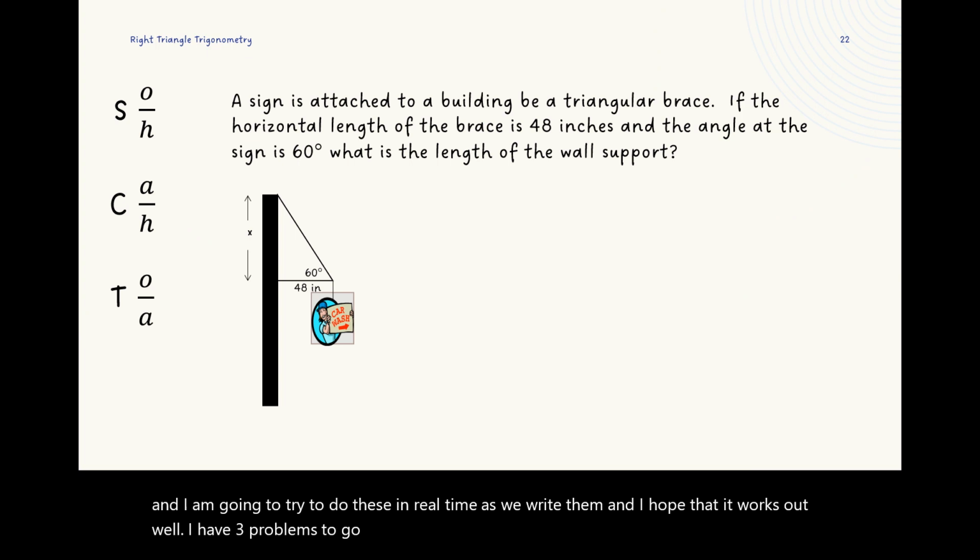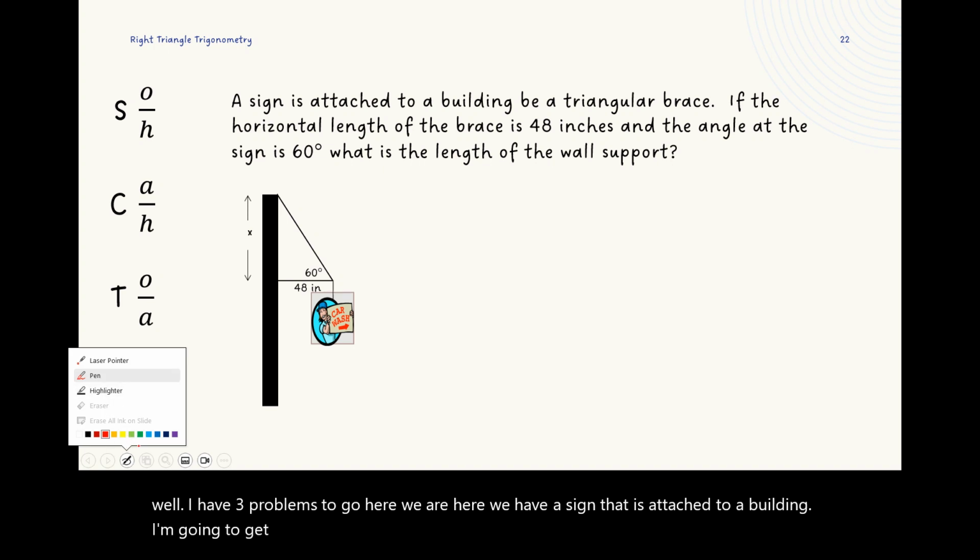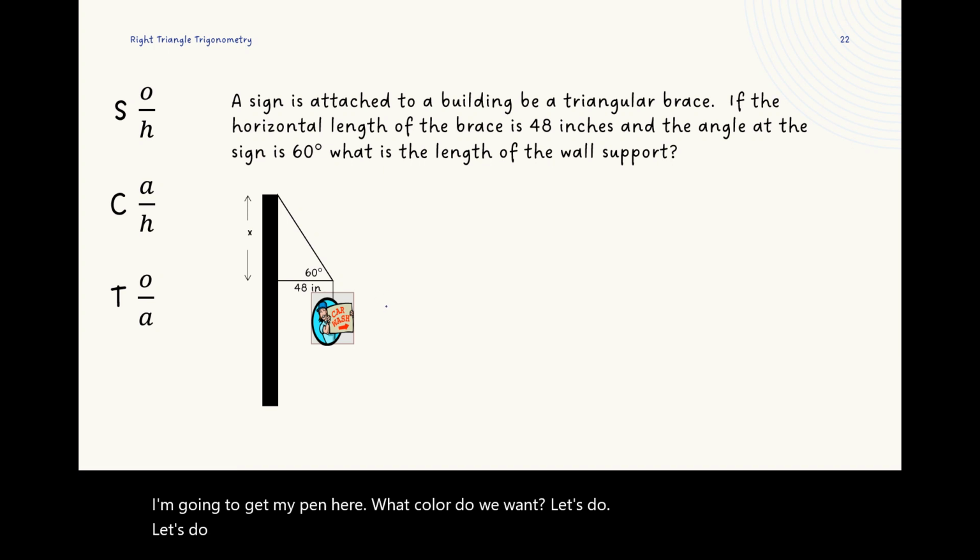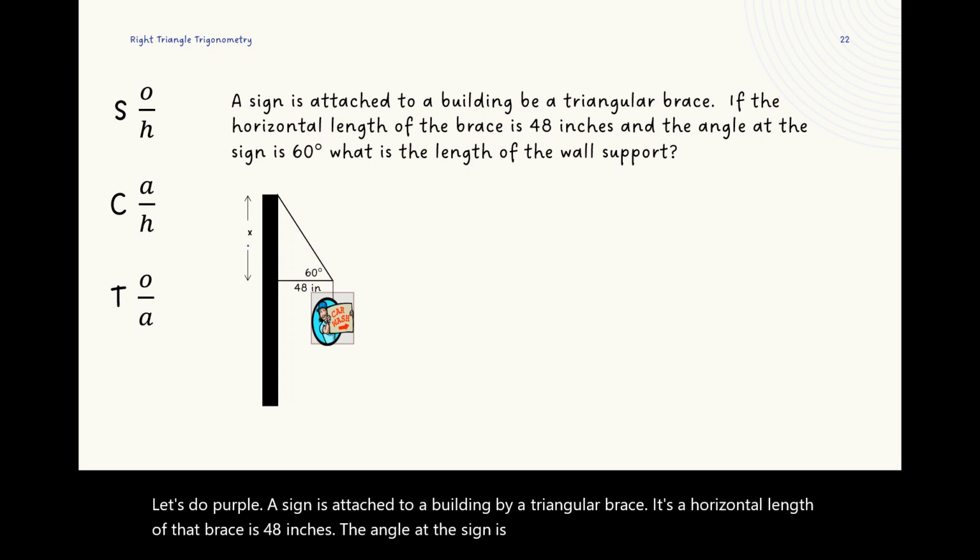Here we have a sign that is attached to a building. I'm going to get my pen here. What color do we want? Let's do purple. A sign is attached to a building by a triangular brace. If the horizontal length of that brace is 48 inches, the angle at the sign is 60. What is the length of the wall support?